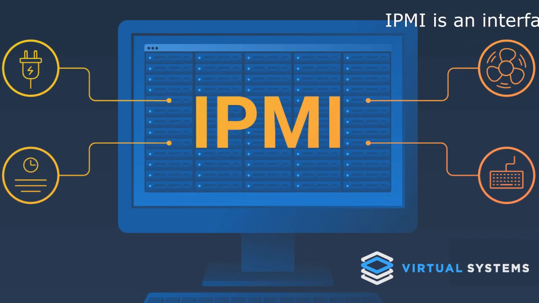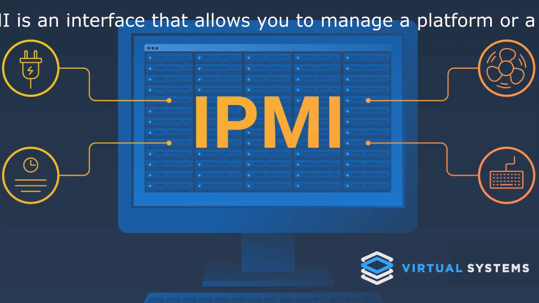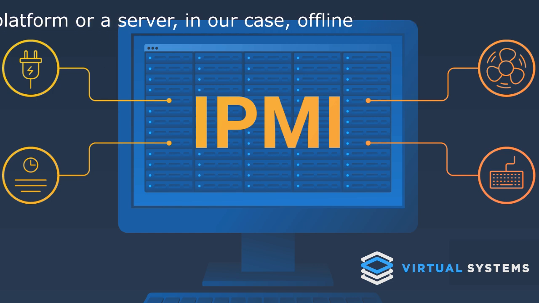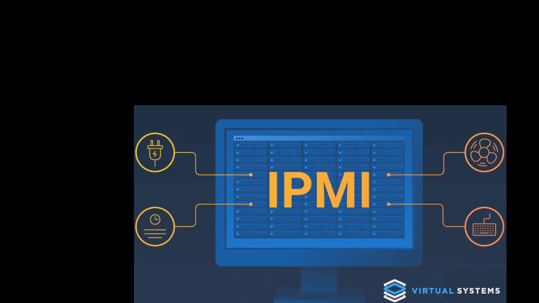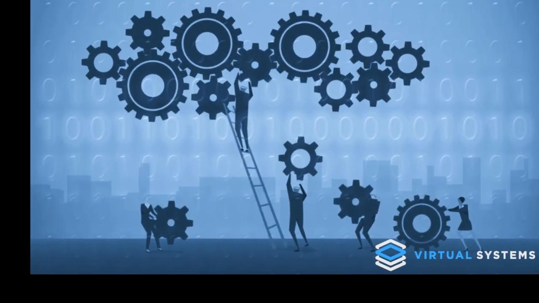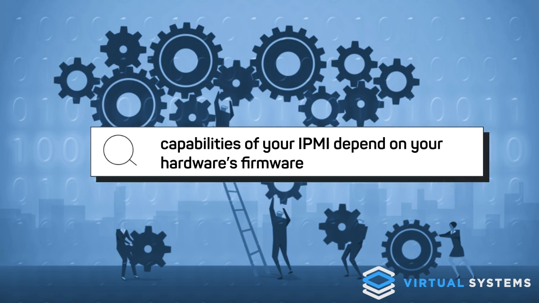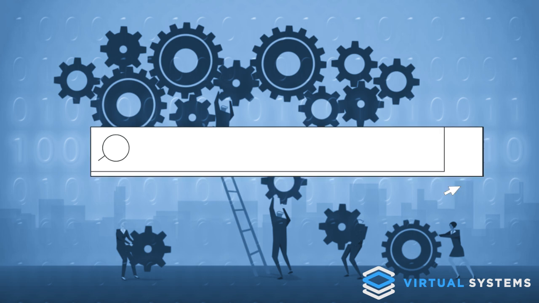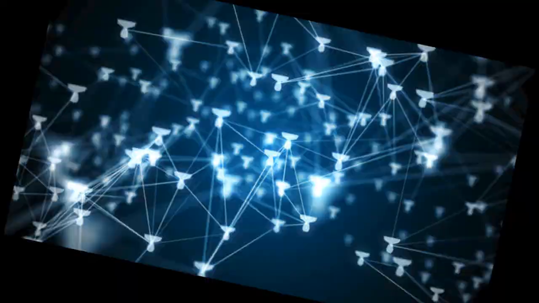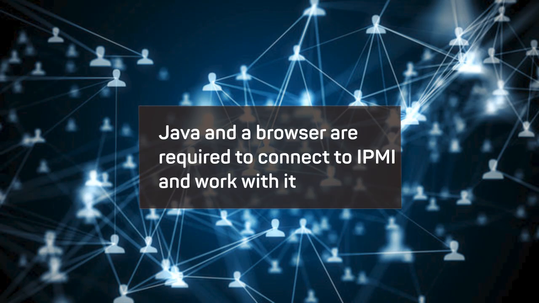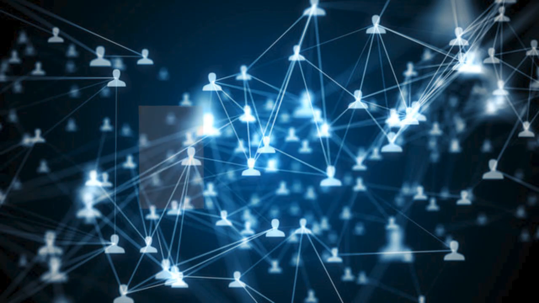IPMI is an interface that allows you to manage a platform or a server, in our case, offline. It's designed for monitoring and control, inbuilt into the server platform software. In general terms, the capabilities of your IPMI depend on your hardware's firmware. With IPMI, you can manage server power and mount ISO files to install operating systems or download any other files. Java and a browser are required to connect to IPMI and work with it.